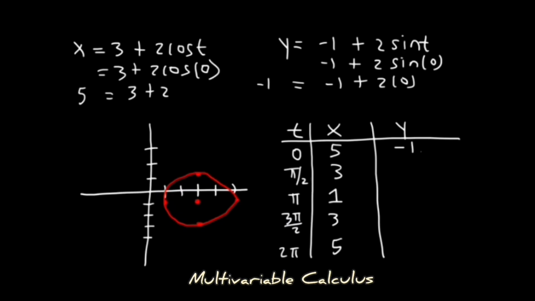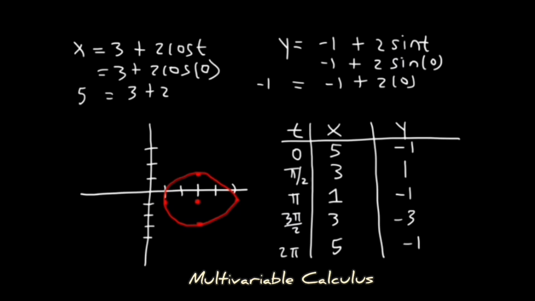Sine of pi over 2 is 1 times 2. That's 2. 2 plus negative 1 is 1. Sine of pi is 0. 0 plus negative 1 is negative 1. Sine of 3 pi over 2 is negative 1 times 2. That's negative 2 plus negative 1. So that's negative 3. And then finally, sine of 2 pi is 0. So it's 0 plus negative 1, which is negative 1.